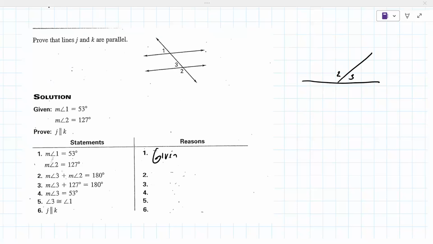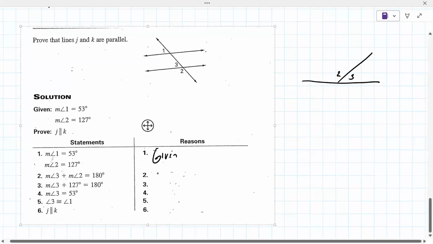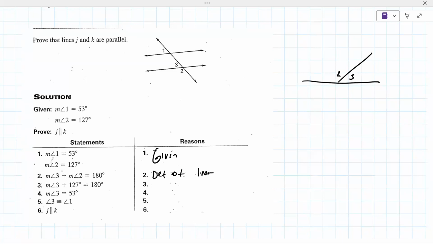They're not equal. They add up to 180. So they are on the same side. So it's like a definition of a linear pair, or because we know the angle measure, we can say that they are supplementary angles. Definition of supplementary angles. That's the thing. Yes, supplementary is the thing.